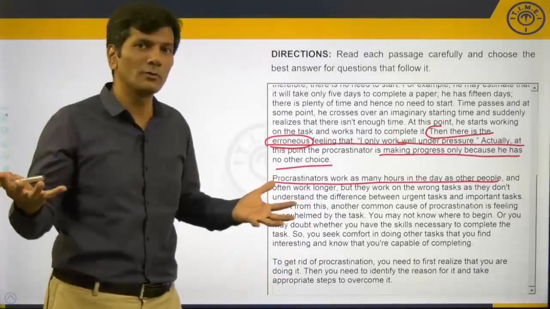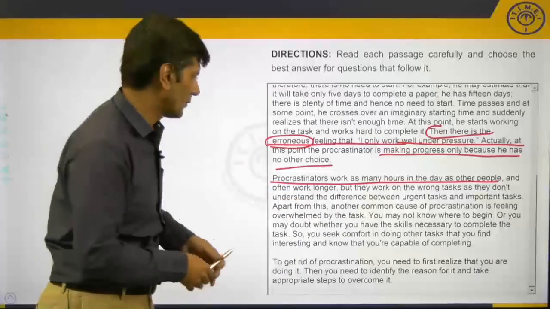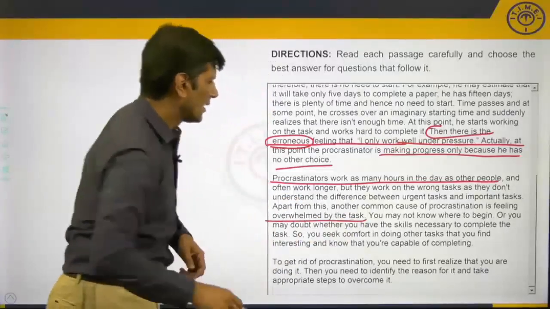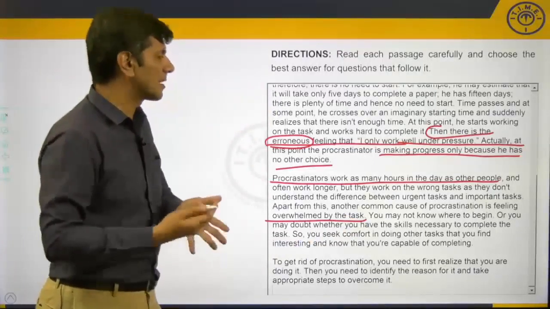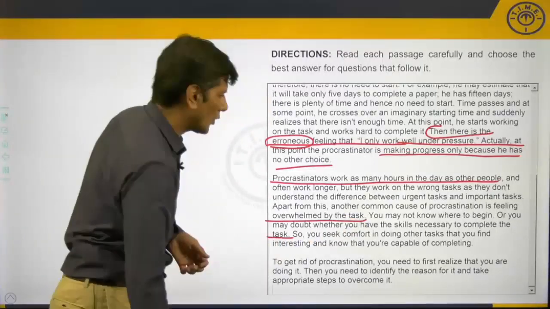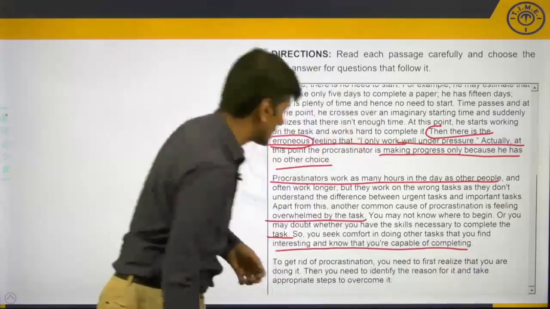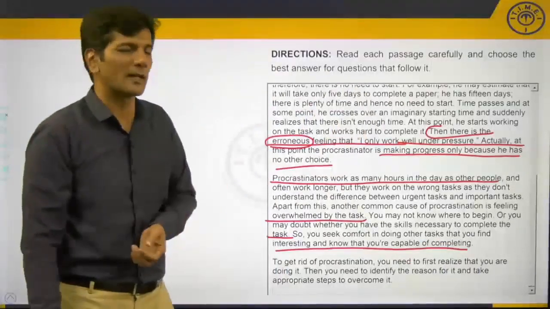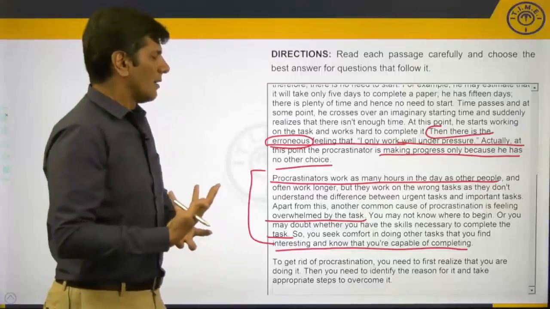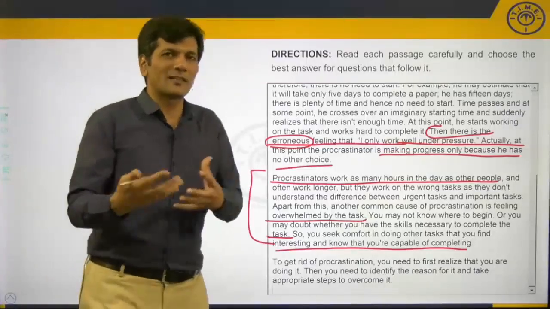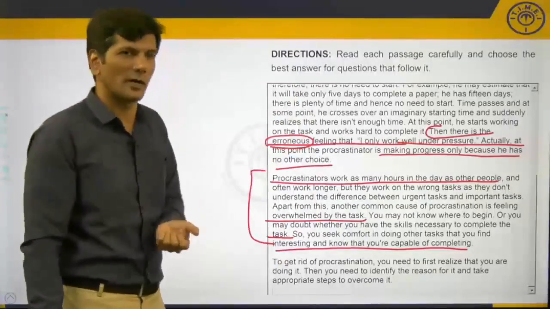There's just way too much to do, and hence, I'm not really interested in starting it right now. A feeling of overwhelmingness. You may not know where to begin, or you may doubt whether you have the skills necessary to complete the task. So you seek comfort in doing other tasks that you find interesting, and know that you're capable of completing. So the key takeaways from this paragraph are, why do procrastinators procrastinate the way they do? That's about it. 2-3 different reasons discussed in this particular paragraph.